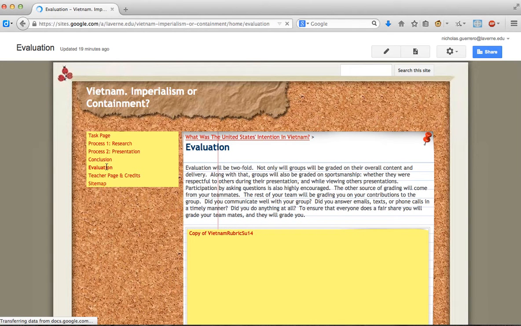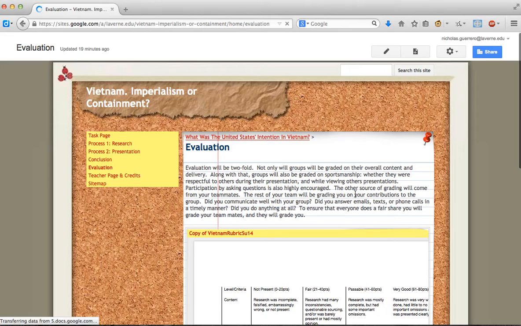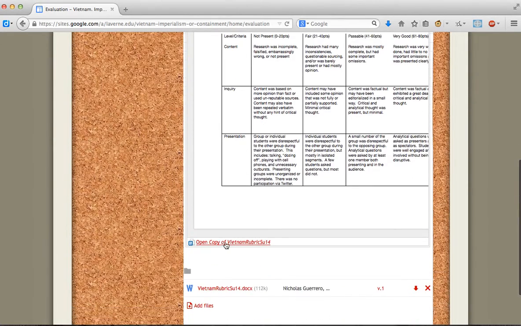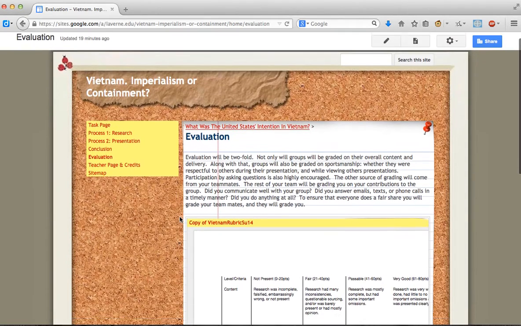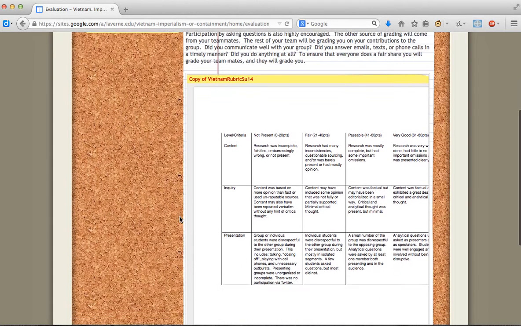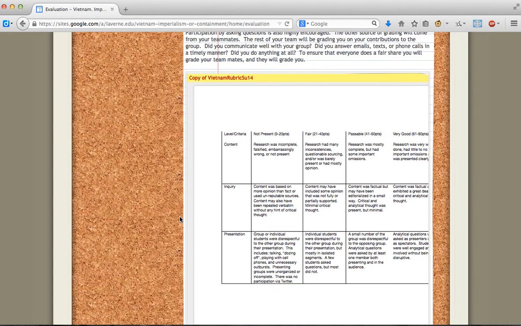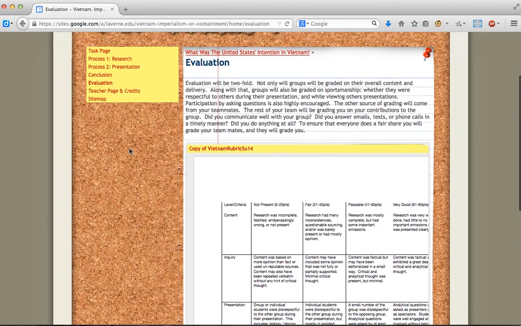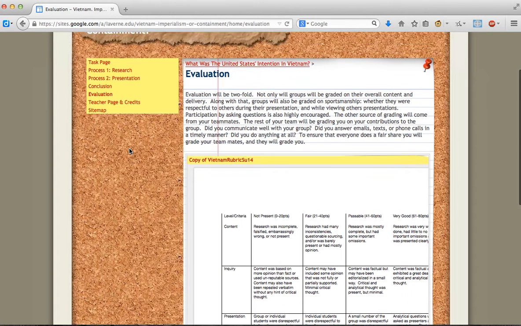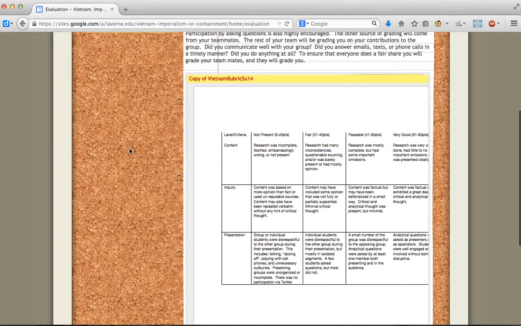The evaluation right here is the evaluation rubric, which also can be downloaded down here. It's pretty straightforward: 5 columns, 20 points each, and 3 vertical rows based on content, the amount of inquiry, and the presentation. It grades them from low to high. They'll also have a grade form for their team as well. That way slackers like me can get graded for the lack of work that they don't do.